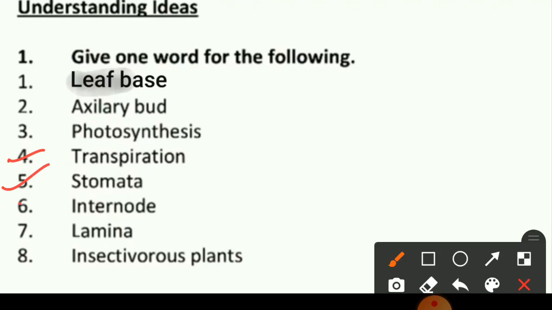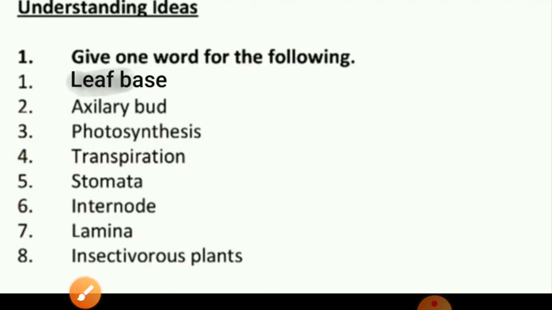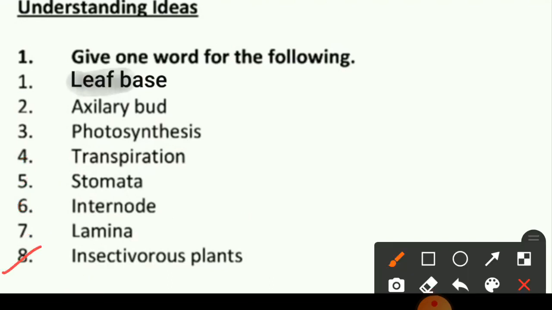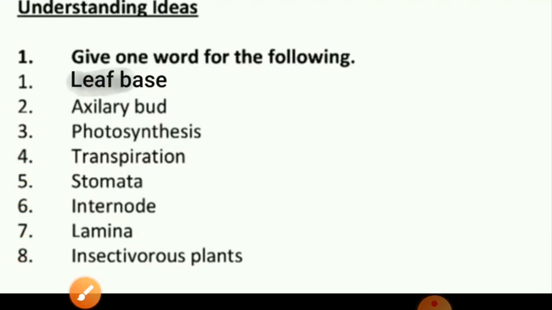Sixth, a space between the two nodes: internode. Seventh, the green thin flat part of the leaf: lamina. We also call it leaf blade. Okay, leaf blade, you can also write it. Eighth question, the plants that feed on insects: insectivorous plants.